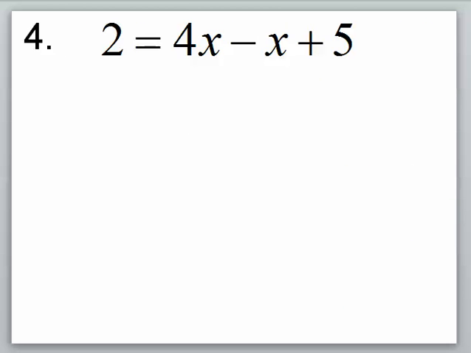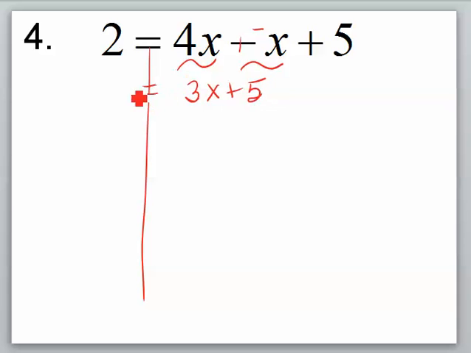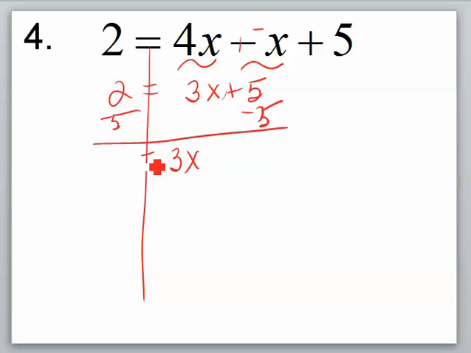For my next problem, when I draw my line down my equal signs, I notice that all my x's are on the right-hand side. So I'll combine those like terms. 4 minus 1 is 3x. Bring down my plus 5. I'll get this x by itself by getting rid of the plus 5 by subtracting 5 off both sides. So I end up getting 3x equals 2 and negative 5, which makes negative 3. Divide by 3 on both sides to get the x by itself, and x is equal to negative 1.